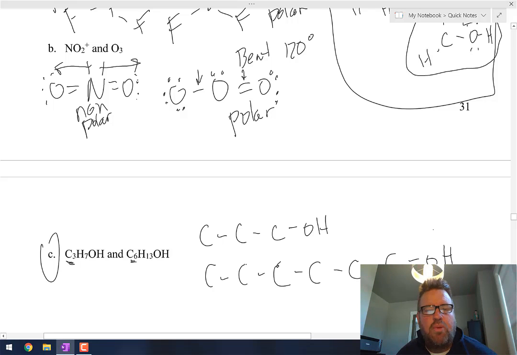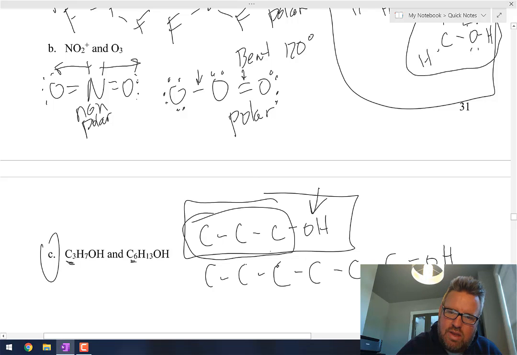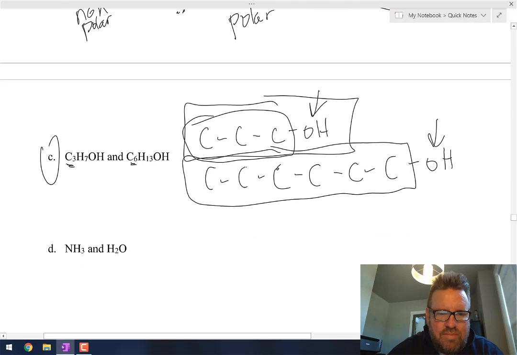Are they both polar? Yes, absolutely. Which one's more polar? Absolutely this one. It's got a relatively small nonpolar region and then the polar region at the end, where this has a much, much larger nonpolar region and then again that polar region at the end.